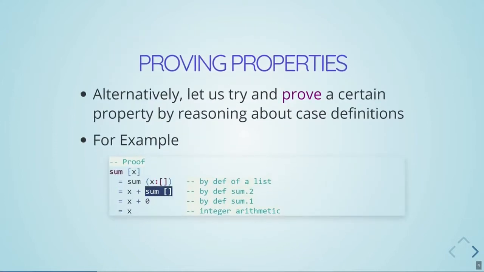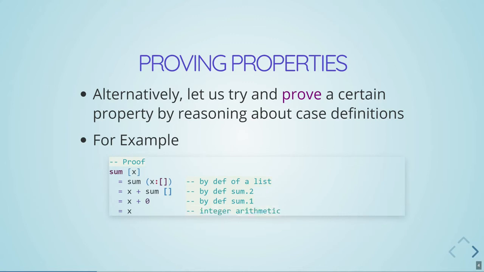So now, where we have the sum of the empty list here, we can use equation 1 here, right? And now we also just know from math that x plus 0 is just equal to x itself, okay? So we could just write integer arithmetic here. There's a specific math theorem that you could reference technically. This would be like the identity of plus. But for now, let's just write, whenever you have to do math, integer arithmetic.